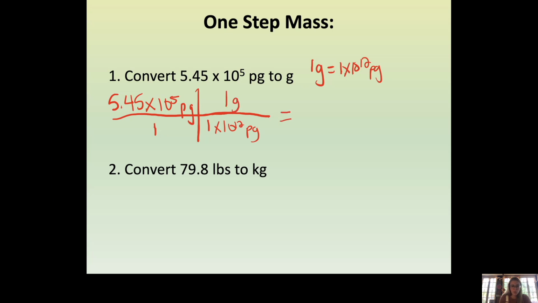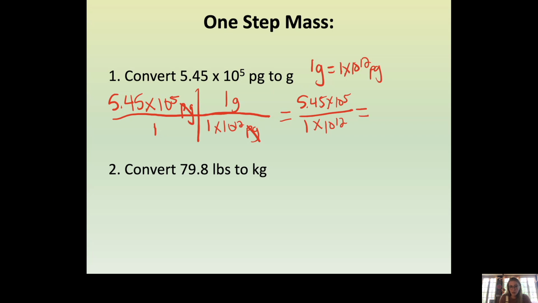So you can think of this as one big fraction. Whenever I have something on the top that's the same on the bottom, they're going to cancel out. So that's my goal: cancel out my original units, and I'm left with what I want. Okay, so I'm going to multiply across. So 5.45 times 10 to the 5th divided by, because times 1 is itself, 1 times 10 to the 12th times 1 is itself.